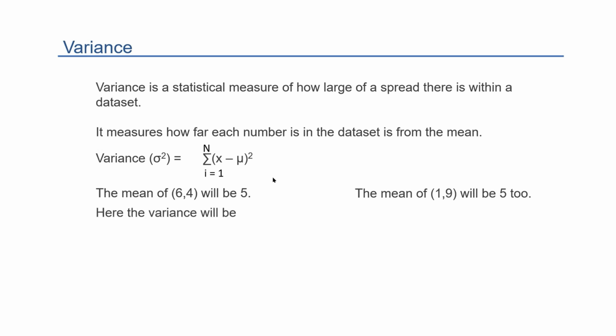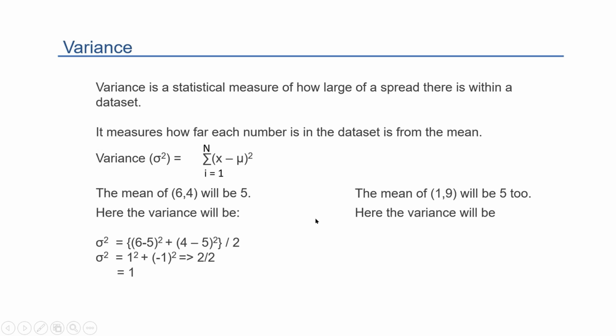But the variance in the case of 4 and 6 will be (6 minus 5) square plus (4 minus 5) square by 2, that is 1 square plus (minus 1) square, that is 2 by 2, equal to 1. So in this case, for 4 and 6, our variance is just 1. Why? We have a mean of 5, and 6 is 1 greater than 5 and 4 is 1 smaller than 5. But in the case of 1 and 9, we still have a mean of 5.